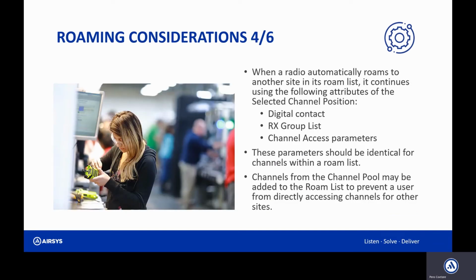And when a radio roams to another site in the roam list, it continues using some attributes of the selected channel. And that's the digital contact, the RX group list, and the channel access parameters. But these parameters should be identical for all of the channels in the roam list, so that won't be an issue anyway. Just make sure that you always set up all of the channels with the same details in your roam list. And then channels from the channel pool may be added to the roam list to prevent a user from directly accessing channels for other sites.